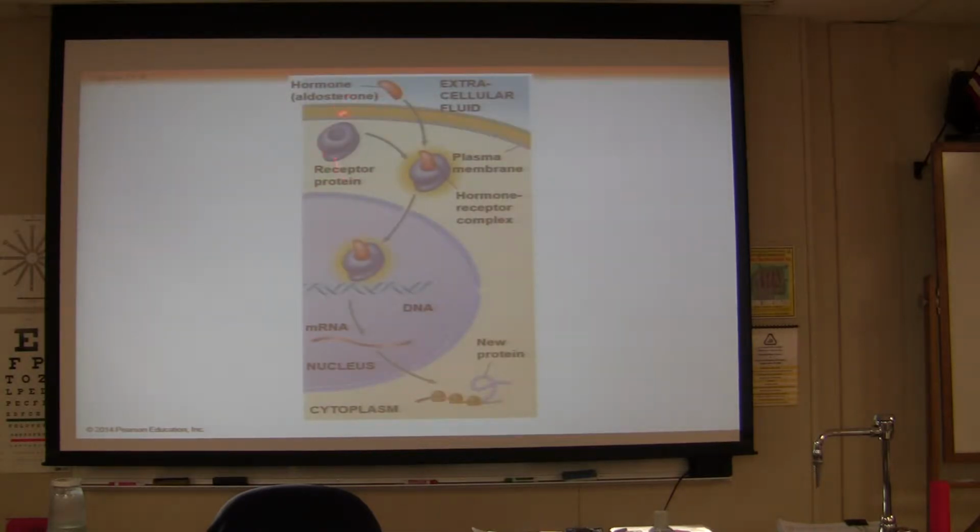Here they are, hormones. Aldosterone is a hormone that your adrenal gland makes. Some of the cells of your body make this hormone, and then it goes inside of the cell. It's hydrophobic, so it goes inside of the cell. Here's a receptor protein inside of the cell. It goes through the plasma membrane, of course. Then the hormone-receptor complex goes into the nucleus.